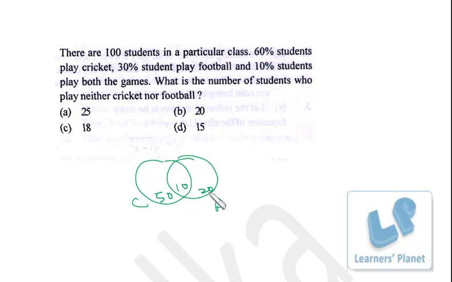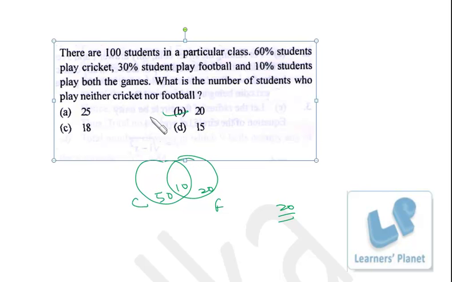Here the percentage will be the same because the total number of students is 100. So 30% will be 30 only. Okay, so in all 50, 60, 70, 80 students are playing at least one game. That means the remaining 20 are not playing any of these games. Okay, so B is the correct option. I hope you are clear.